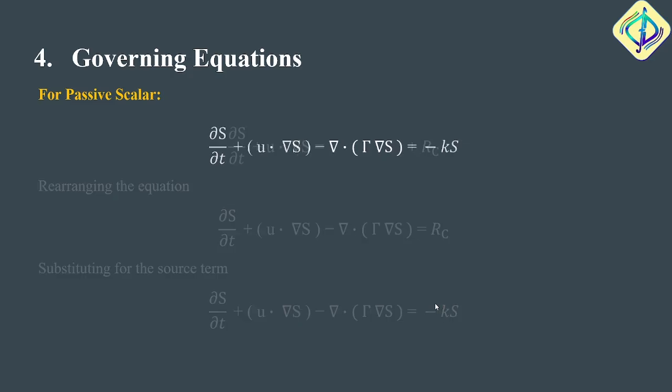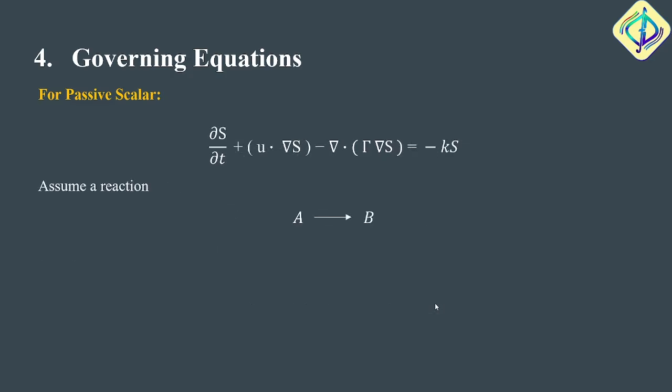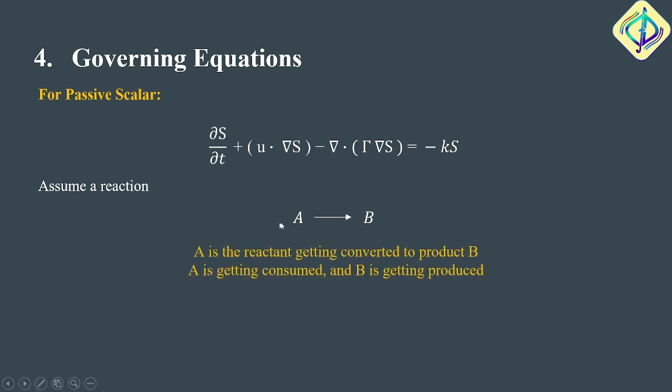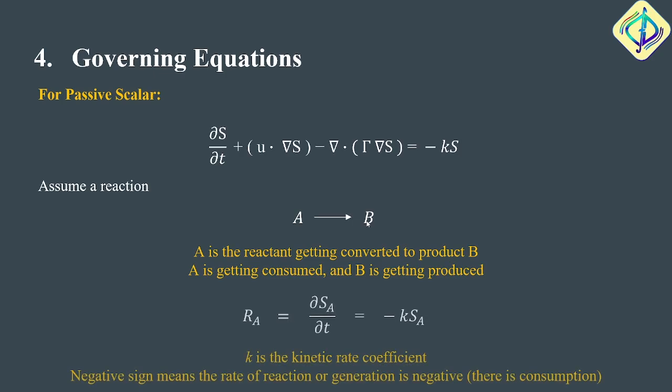Okay. Now, once you have this equation, for that reaction term that I said, let us assume we have a reaction or reactant A. Okay, so your reactant A is going to convert to B. So again, your reactant A is getting converted to product B in this case. So in this case, we just have one reactant. As it reacts, it gets converted to product B. So in this case, your A is getting consumed, whereas your B is getting produced. Okay, so keep this in mind when we are solving this.